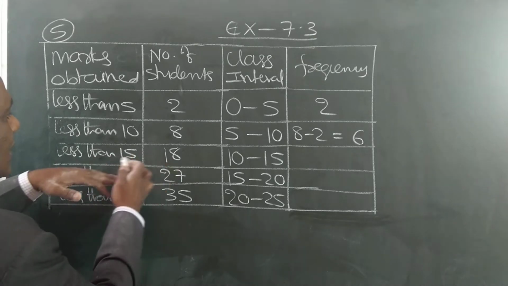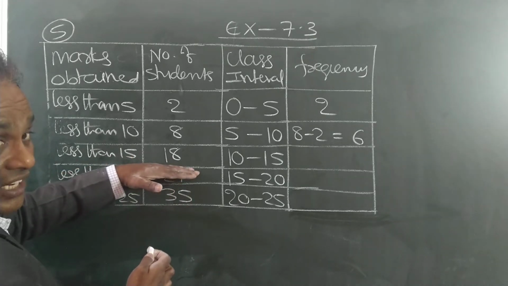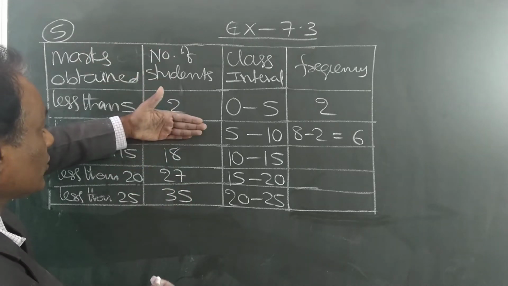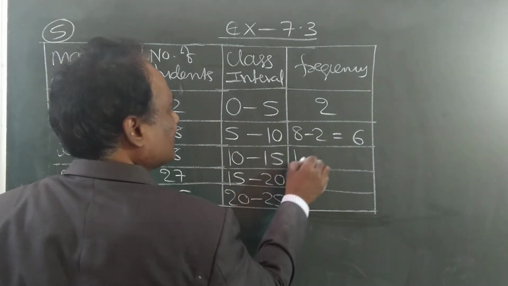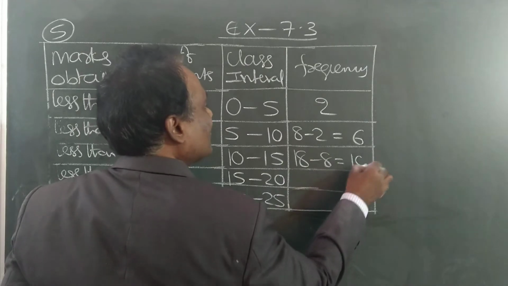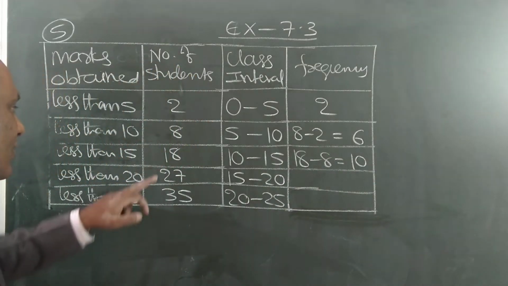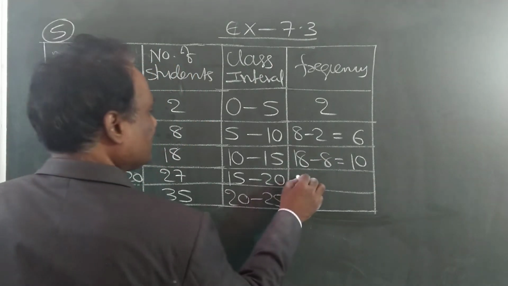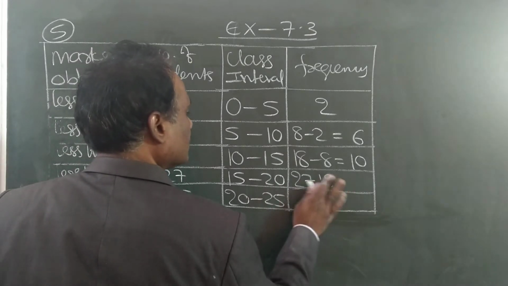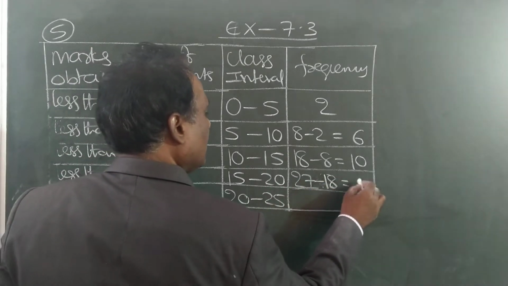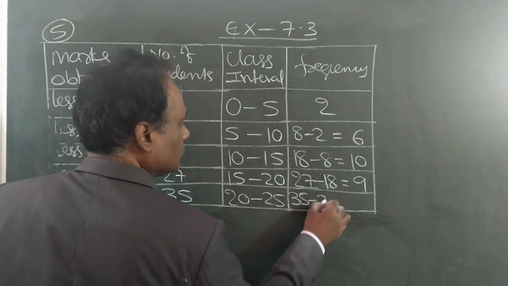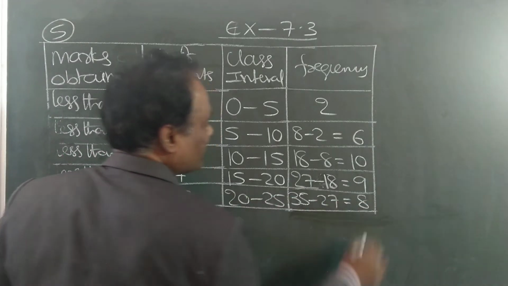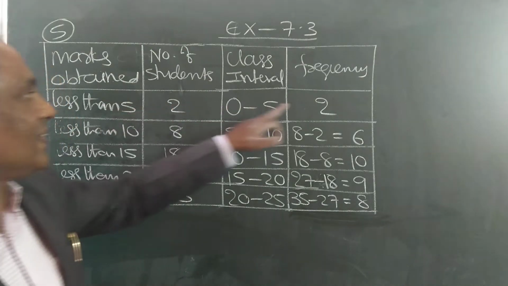Next, how many students are here? Up to less than 15, 18 students. Less than 10, 8 students. So in this range, 10 to 15, it is 18 minus 8. 10 students will be here. Then 27 minus 18, 9 students. 35 minus 27, 8 students. Like that. This is the same.